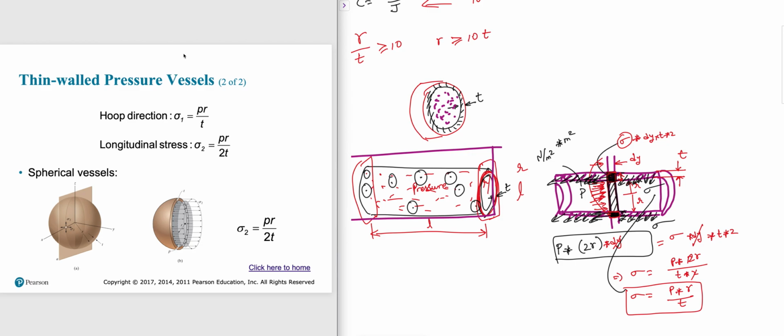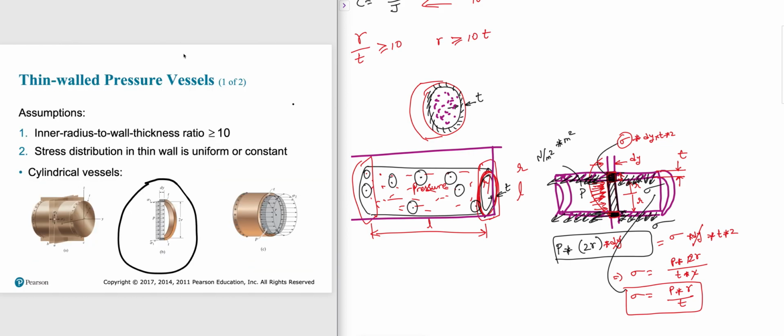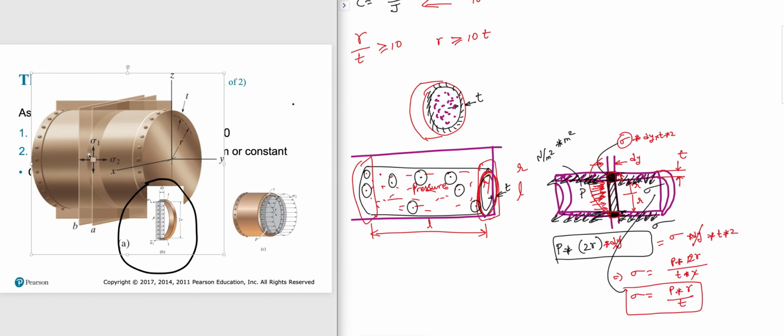Hoop direction means, if you observe this picture carefully, the sigma 1 is along the circumference. We call that hoop. So what we calculated now is the hoop stress. So sigma 1 developed due to pressure inside the tank is given here, P times R over T.